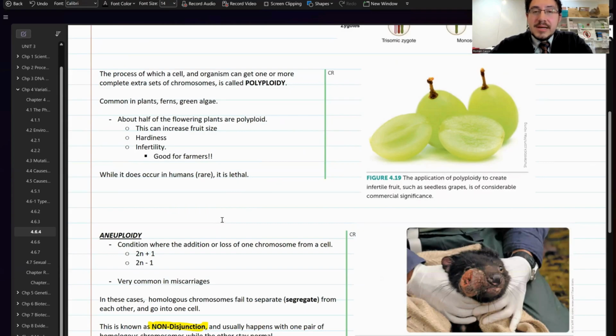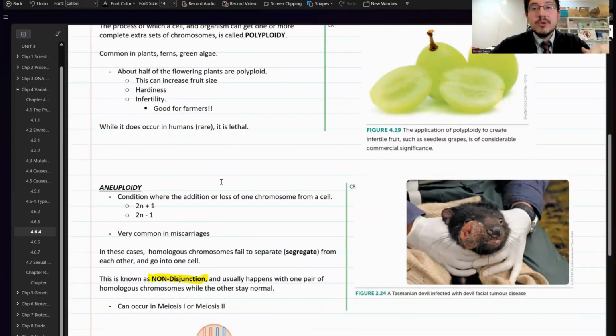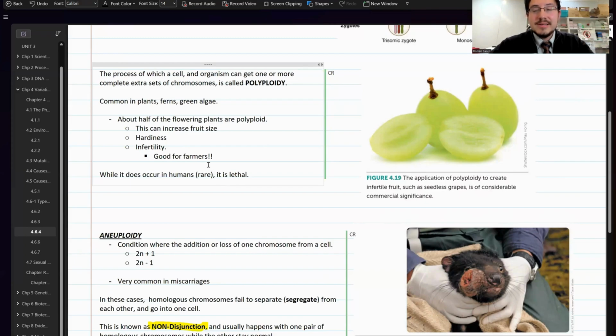Not necessarily a bad thing, depending on the individual, depending on the species, right? So the process by which a cell or an organism can get one or more complete extra sets of chromosomes is called polyploidy, right? This is common in plants, right? Ferns, green algae, and a lot of flowering plants are polyploid. And this can increase the fruit size, right? And the amount of fruits being produced within the plants, right?